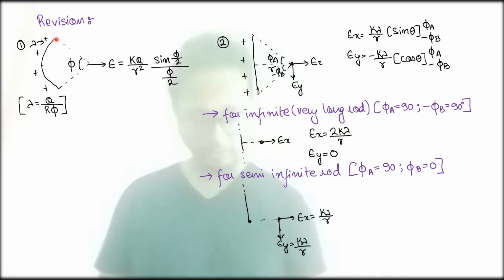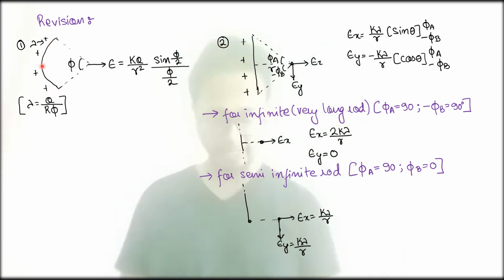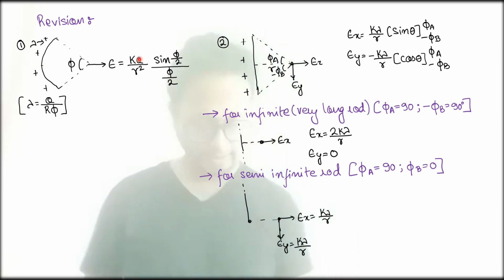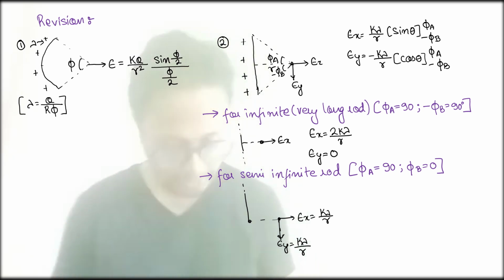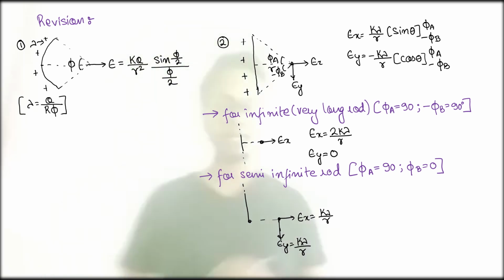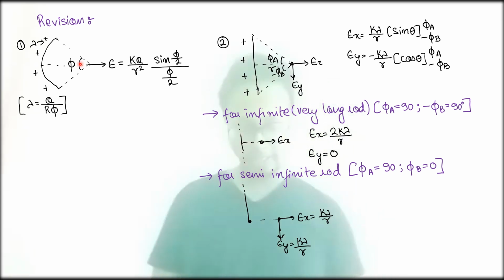For a circular arc of angle phi, the electric field is given by kq by r square times sine phi by 2 divided by phi by 2, while the charge density is given by q divided by total length. Total length is nothing but r into phi. And one more thing, this electric field would pass through the angular bisector, that means half of this angle, isn't it? This line of electric field is cutting this angle phi into half.